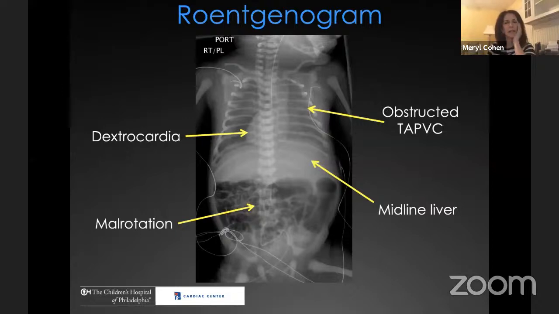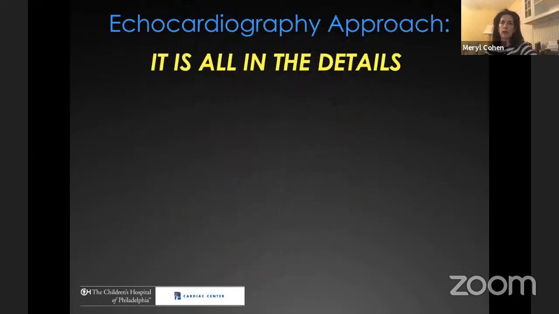And this is an X-ray, a babygram, so to speak, which really brings the whole thing to the forefront. Here you see a babygram where you see that the heart is pointing to the right, so dextrocardia. You see a midline liver. You see a ground glass haziness to the lungs, which indicates obstructed total anomalous pulmonary venous connection, as well as malrotation. You can see that the small intestines are all collected over here on the right side of the baby, and the large intestine over on the left. So this really shows you all of the various issues that can happen in patients who have heterotaxy or isomerism.